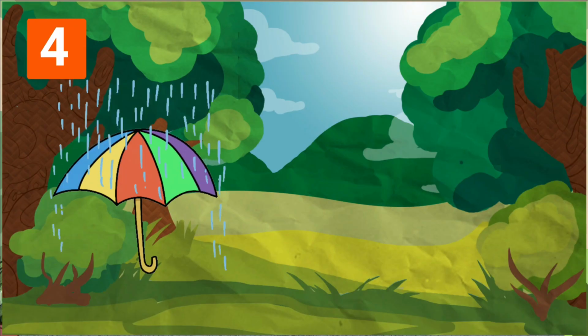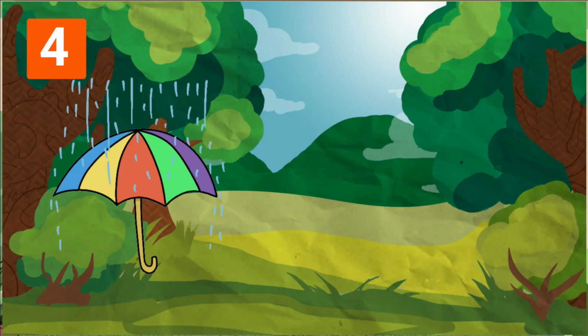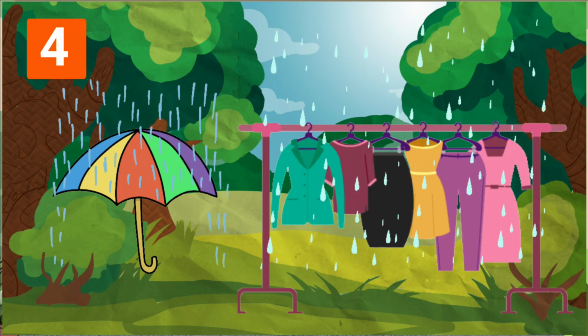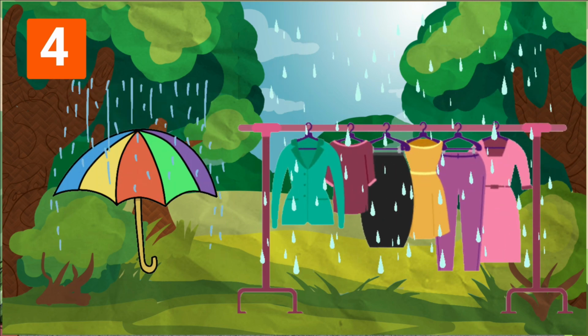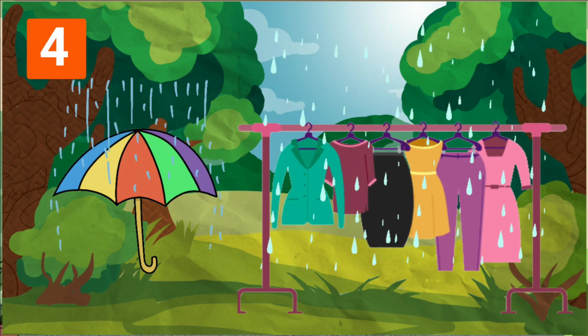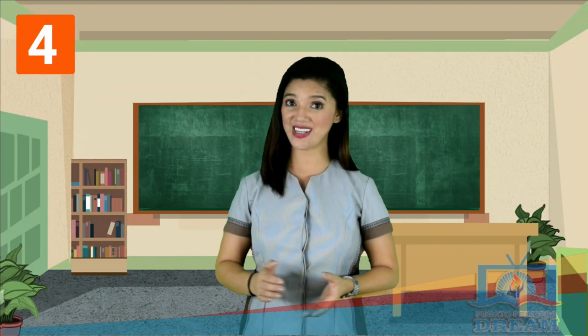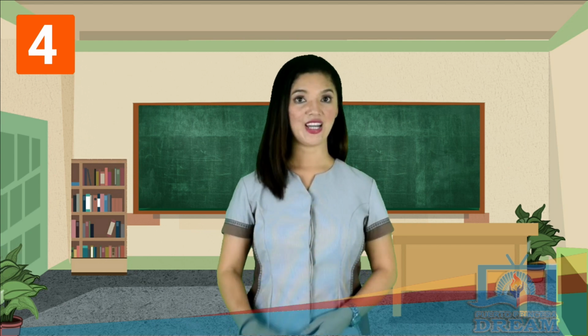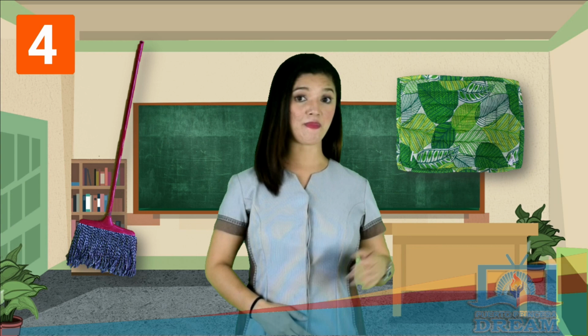Suddenly, it started to rain. Mother hurriedly grabbed the umbrella and went outside to get the clothes that she hung. Aha! The clothes absorb water, but the umbrella doesn't. Cloning thought to herself. Now, if you were Cloning, what are you going to use to dry the table? Yes, that's right. A mop and a clean rag made of cloth.